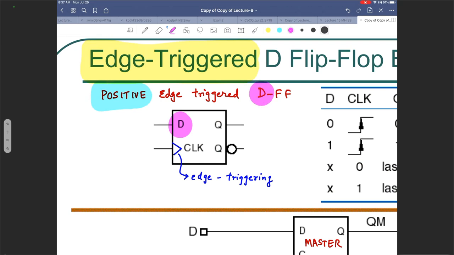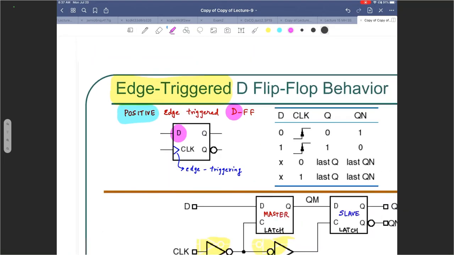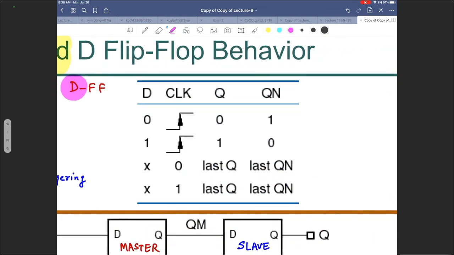The outputs, again, are available in true and complement forms, Q and QN, right? So two inputs, two outputs. There is only one data input. The other input is your clock signal, the timing event, the event signal. So that's a positive edge triggered D flip-flop. Now let's see its characteristic table, right? So its behavior is captured in this table here.